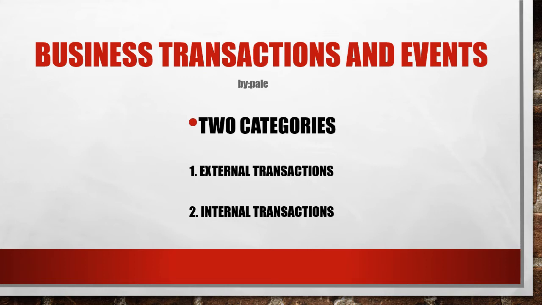Internal transactions, on the other hand, are transactions or events that take place within the business enterprise only. For example, the operations of your business: you have a manufacturing business, so from purchasing, when you already have the raw materials, your internal transaction is the conversion of these raw materials into finished products. So it's just within the company.